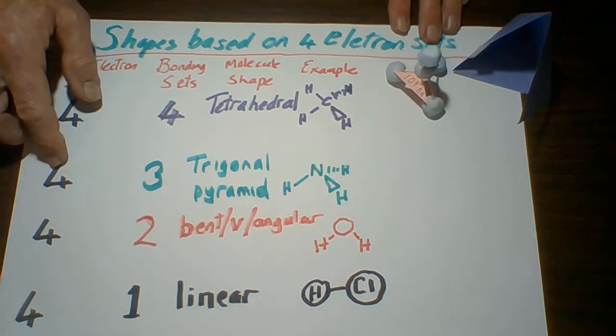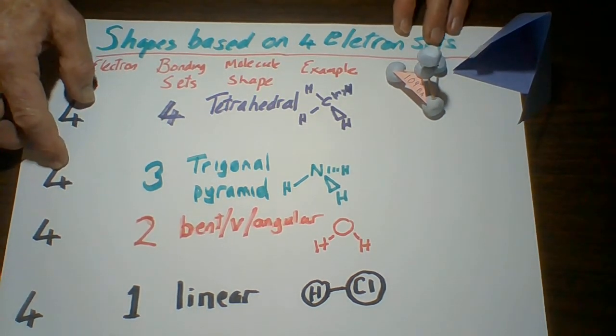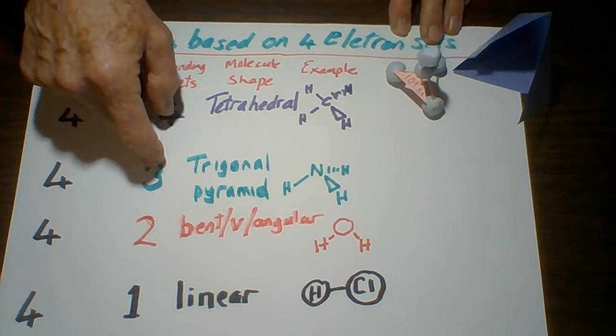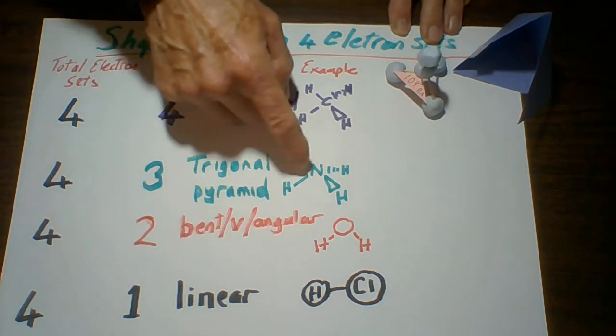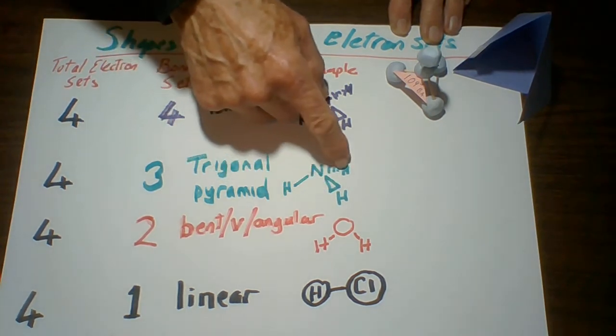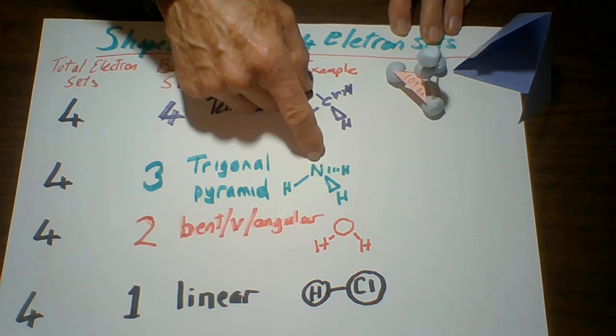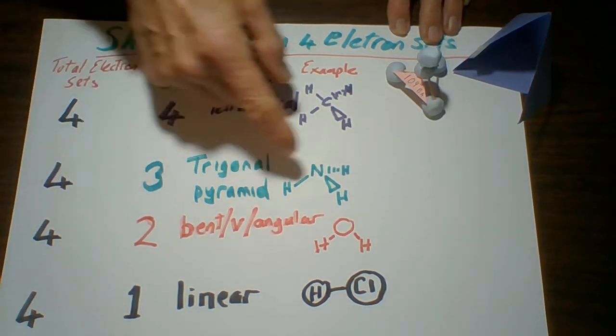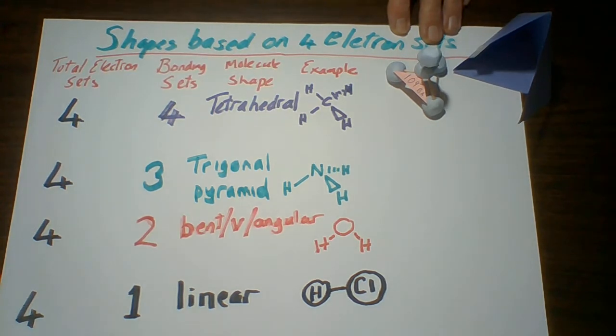So if we go back with 4 electron sets and we have 3 bonding sets, we call this a trigonal pyramid, and our prize example is ammonia here. So if we draw a 3-dimensional diagram, it looks like that, and we don't draw the lone pair. There's still 4 electron sets around the nitrogen atom, but in the shape of the molecule, of course, we don't show that.